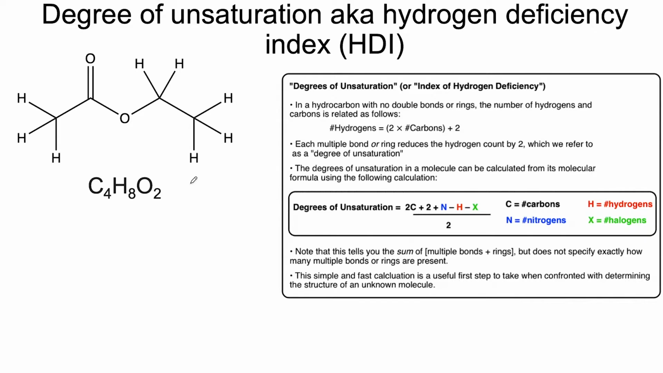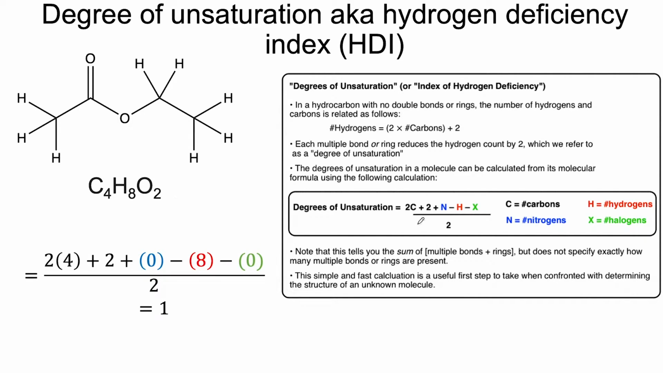The last thing I wanted to cover is the degree of unsaturation. This is sometimes called the hydrogen deficiency index, or HDI, or sometimes just called index. This helps you look at a molecular formula and deduce whether that molecular formula has any double bonds or rings. This is a nice infographic from Mastering Organic Chemistry. I like it very much because it has a very simple formula and allows you to calculate this degree of unsaturation using simple arithmetic. So if we have this structure, ethyl acetate, which we just looked at, this is the molecular formula, C4H8O2. What we can do is take this molecular formula and input it into this equation.